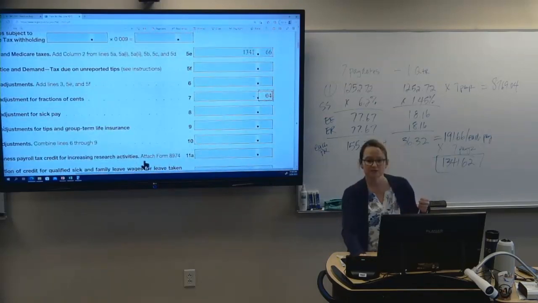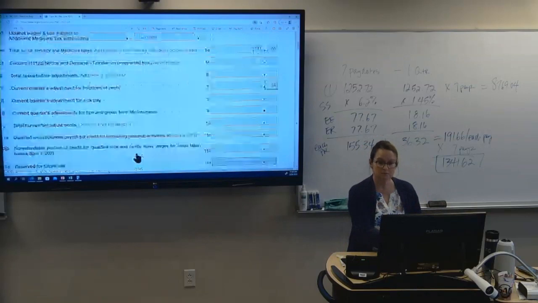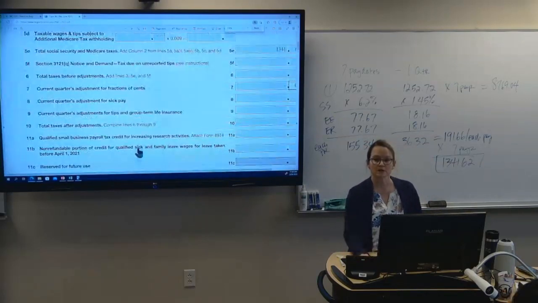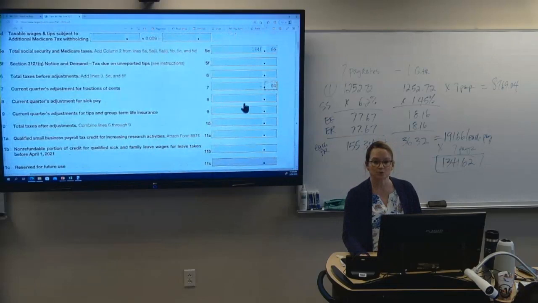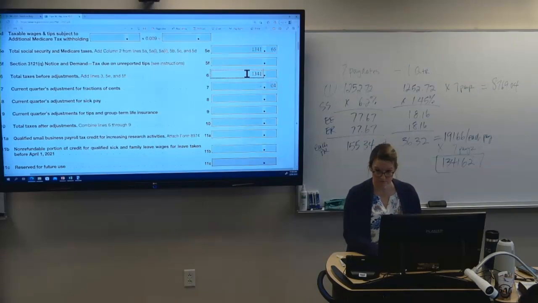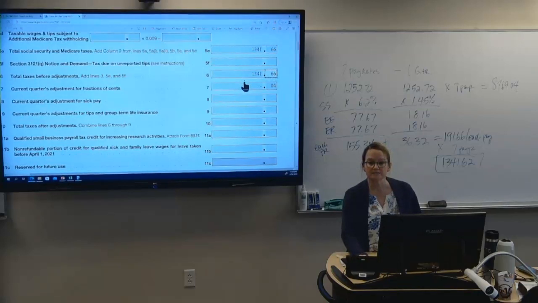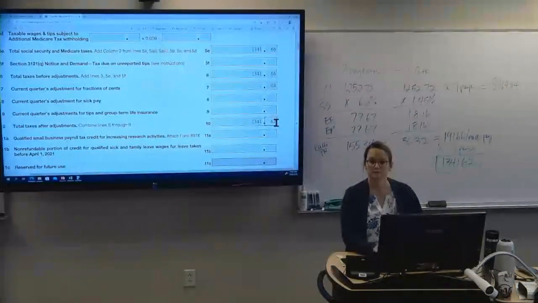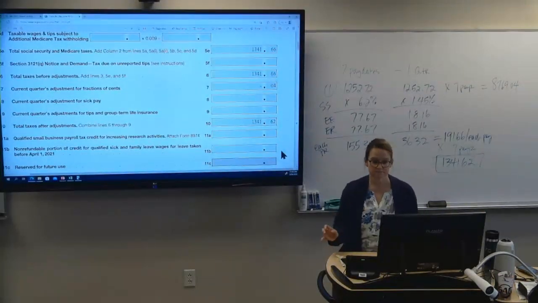All right, there are a couple of other lines here for adjustments. A couple other lines here for other adjustments that we're not going to worry about. But line 10 is where we're going to combine. Oh, wait a minute here. Total taxes should go here too. Now we're going to combine lines 6, 7, 8, 9. We don't have anything in 8 or 9, but this makes it 1341.62 because we're going to subtract that 4 cents.